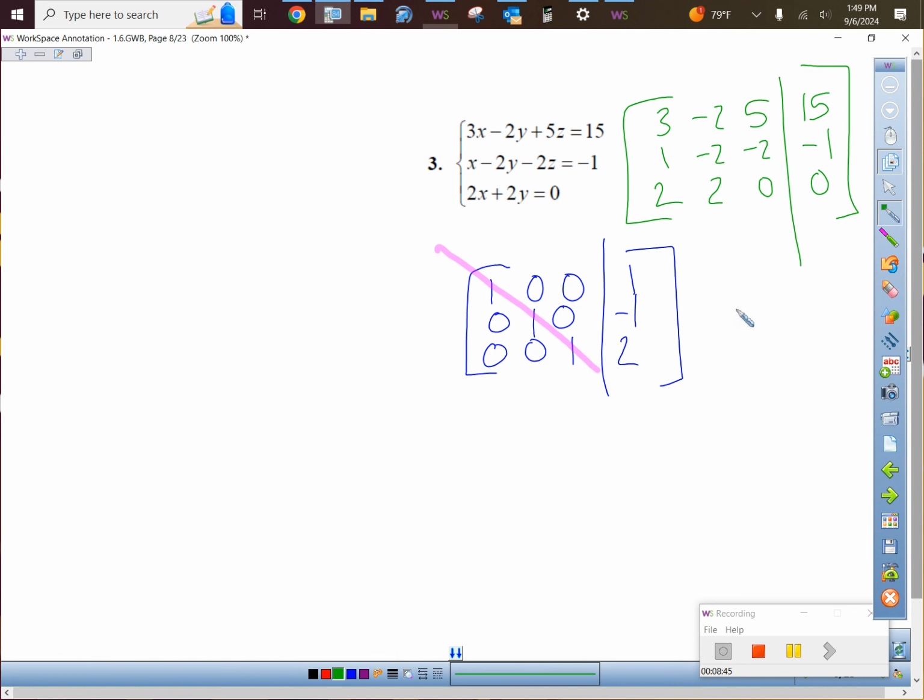What I want in the answer blank on the test is the solution as an ordered triple. You know, it's x, y, z. I'm struggling because I'm trying to go fast. But x, y, z. Cool.